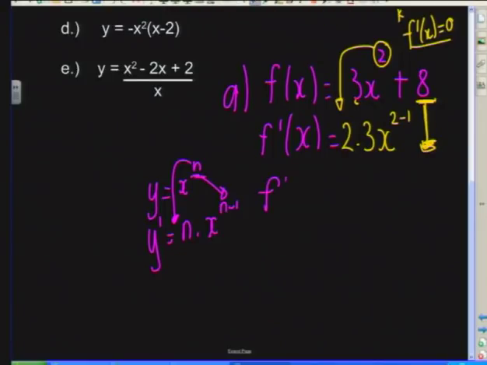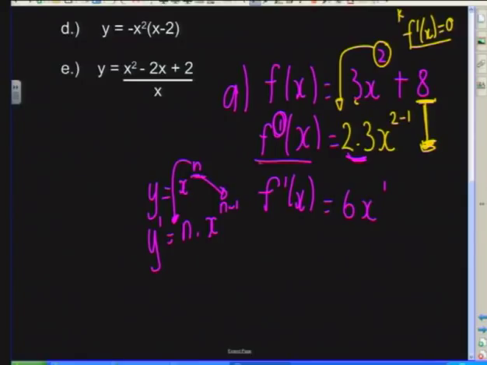Okay, so f dash x is equal to 2 times 3, which is 6, times x to the power 2 minus 1, which is just 1. Very important, please, once you've started deriving, once you've started using the rules, make sure you show that you are deriving. So you need to put your symbols in the right place.